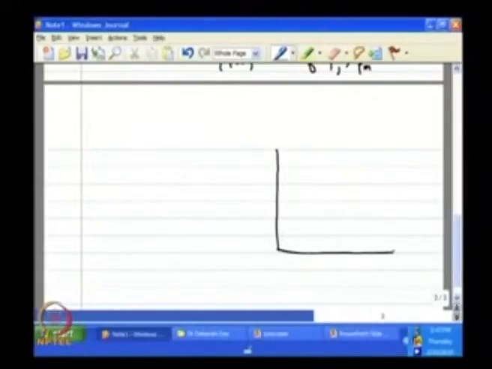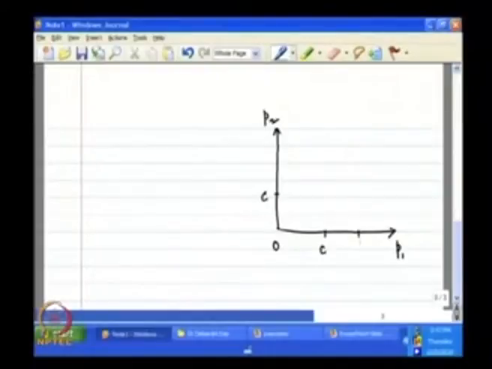as well as firm 2 and look at what is the equilibrium. So, suppose this is C and suppose this is PM.